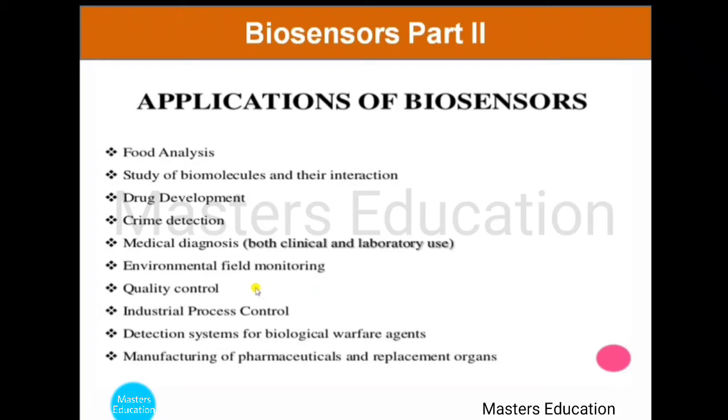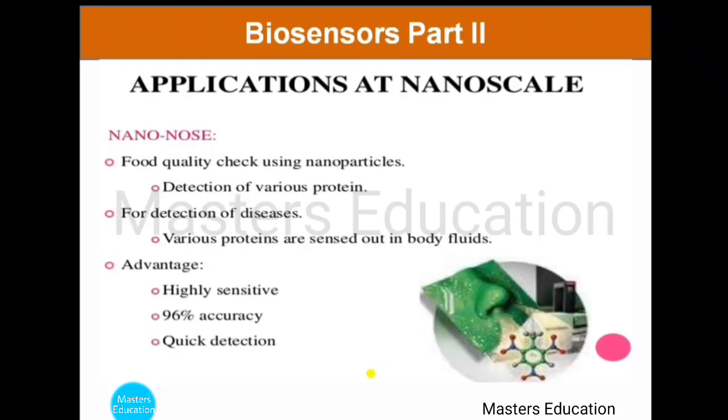It is used in the environmental field, for monitoring environmental pollution. It is used in quality control in industries. It is used to detect biological warfare agents and in manufacturing of pharmaceuticals or replacement organs. Next, application of nanobiosensors. Nanobiosensors have several applications in food and pharmaceutical industries. It is also applicable in the medical and health sector.